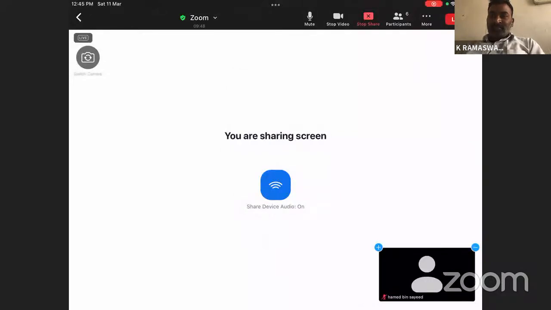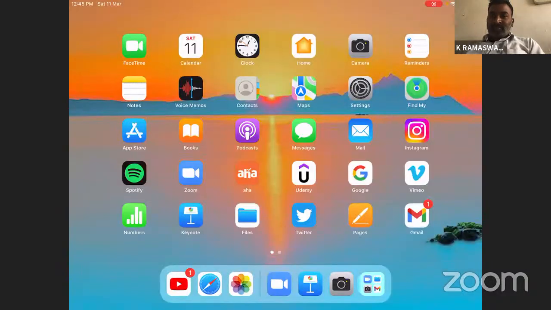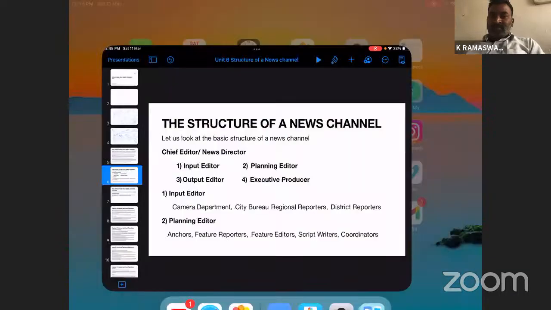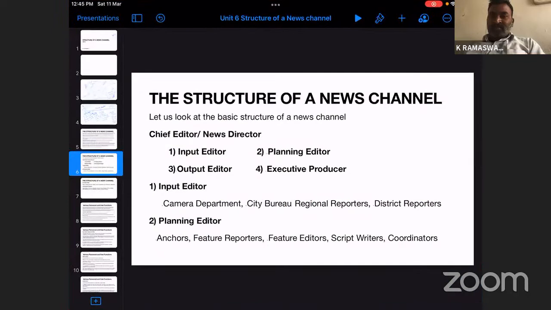Under the news editor, these four people are responsible. Under them only, the camera department, production department, and technical department are all working. For that, we'll share some PPT so that we won't miss anything. Under the input editor, the camera department, city bureau chief, regional reporter, and city reporter work.